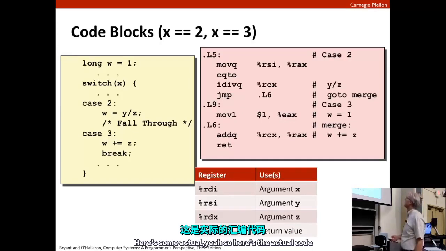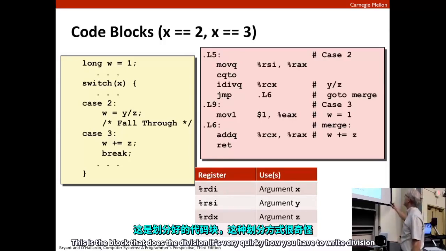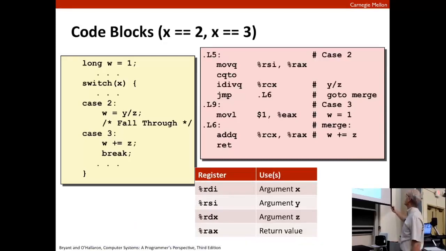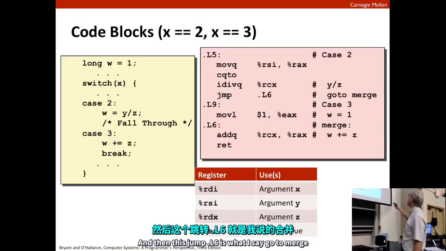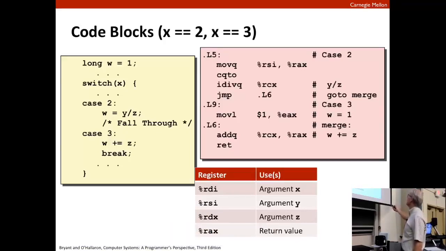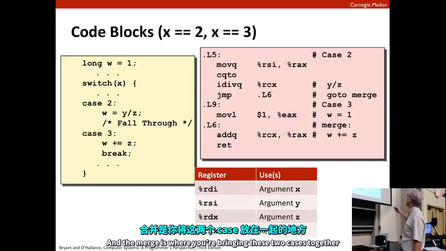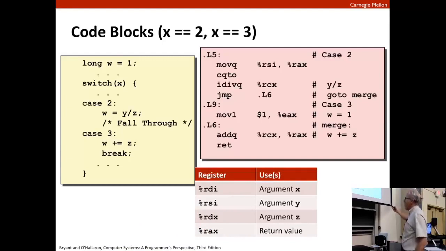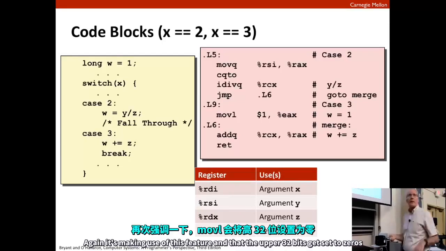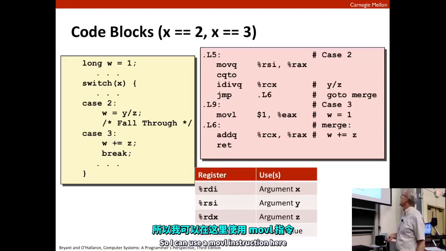So here's the actual code. This is the block that does the division. It's very quirky how you have to write division. It's covered in the book. I won't go through it here. And then this jump L6 is what I say go to merge. And the merge is where you're bringing these 2 cases together. Here is where it's setting L to 1. Again, it's making use of this feature that the upper 32 bits get set to 0, so I can use a movl instruction here.